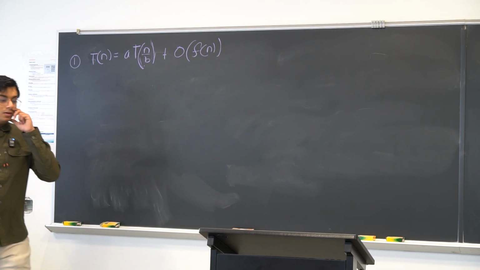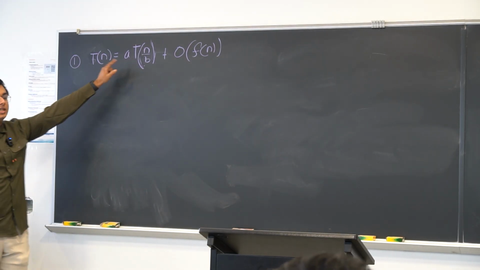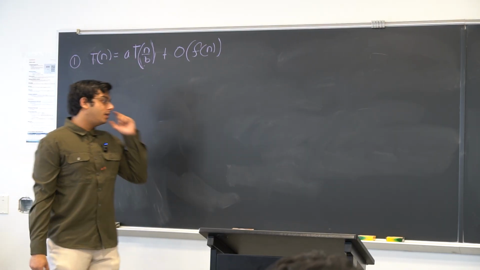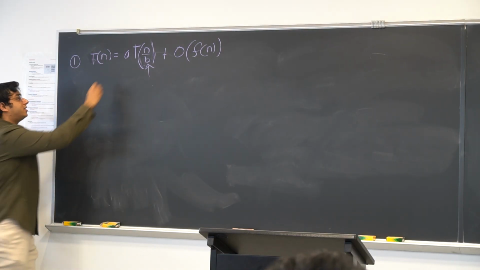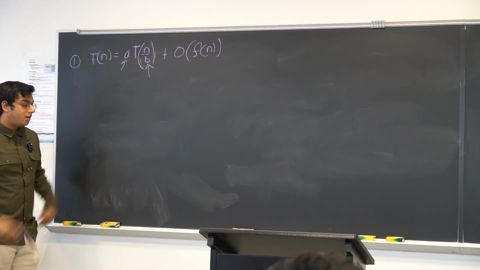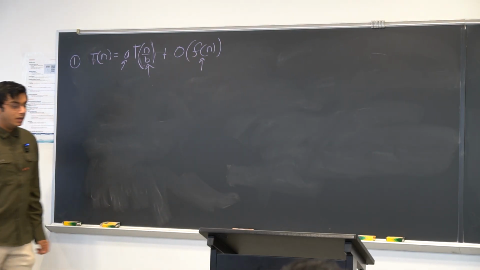So, all of the recurrences that we're going to look at today are going to follow this form. T of n equals a times T of n over b plus big O of f of n. This means this b controls the depth of the tree. This a controls the multiplicative factor, or the branching factor of the tree. And this says how much work is done on every level.